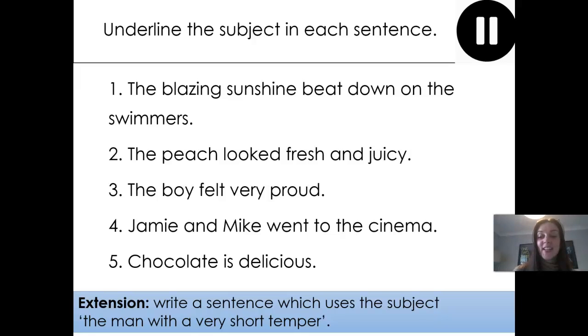Okay, extension first. So the extension here is to write a sentence of your own using this subject. You can see the subject is quite long. Okay, the man with a very short temper. So I want you to write your own sentence using that phrase. Okay, let's make that a 2-minute challenge. 2 minutes only, pause the video and write your sentence.